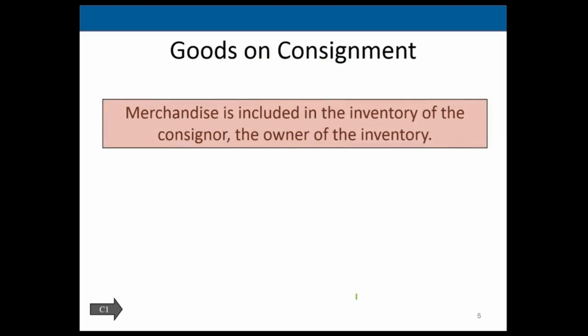So goods on consignment. Merchandise is included in the inventory of the consignor, the owner of the inventory. So if the consignor owns the inventory and gives it to a consignee who then sells it and gives part of the profits to the consignor, the person who originally had the inventory is the one who records the inventory, even though it's not located in their location. It's located in the other location so it can then sell.